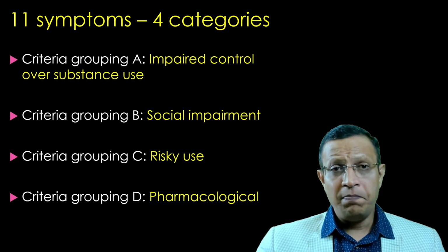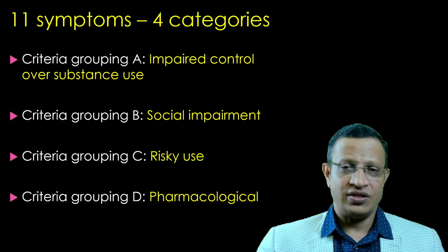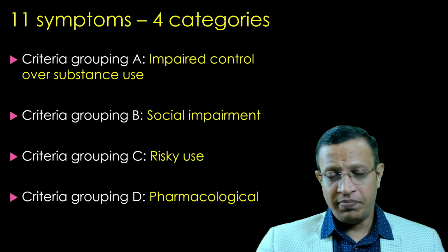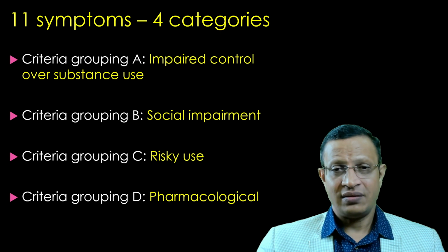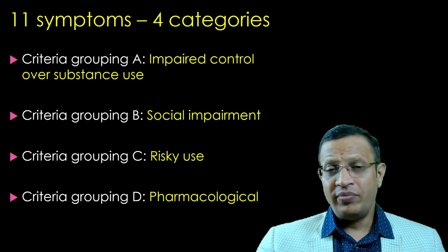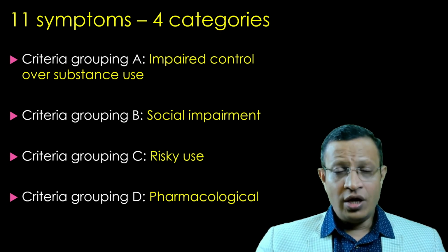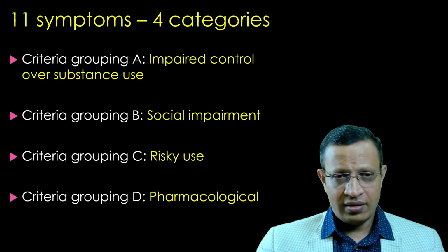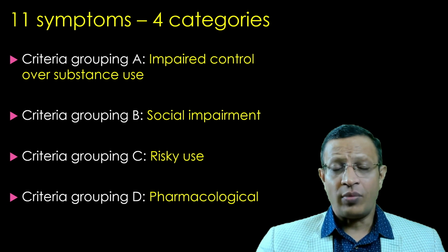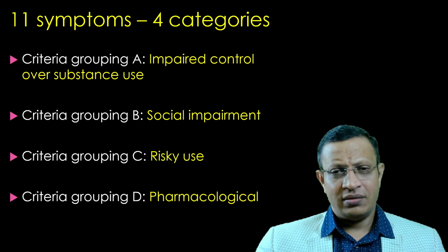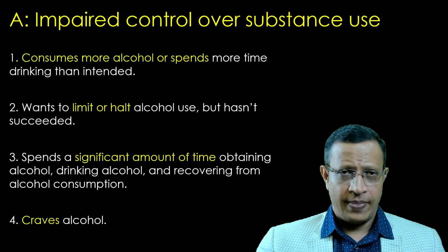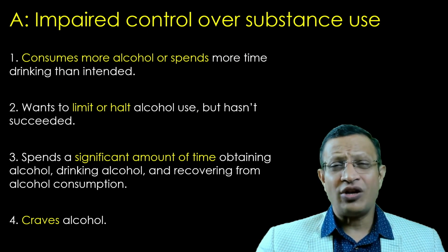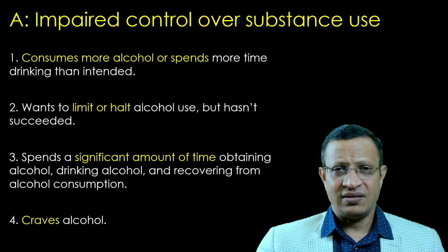Group A is impaired control over substance use. Group B is social impairment, that means he has problems in social situations. Group C is risky use, that means taking alcohol and driving. Group D is pharmacological implications. So let's discuss each group. Group A talks about impaired control over substance use. That means here the person has lost control over the substance.